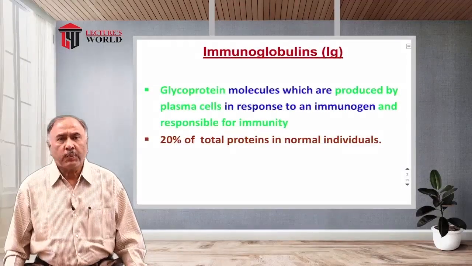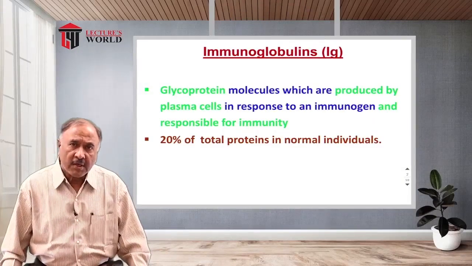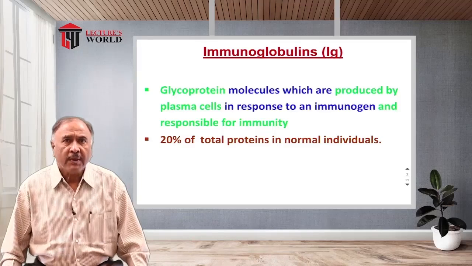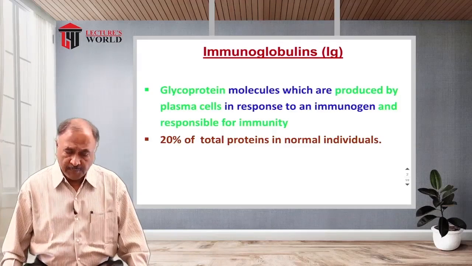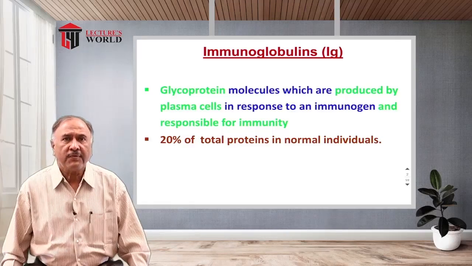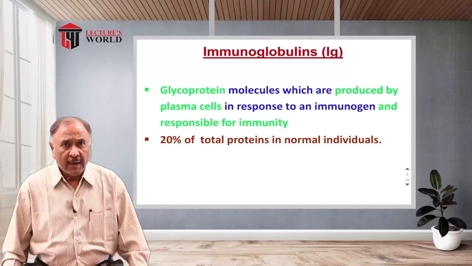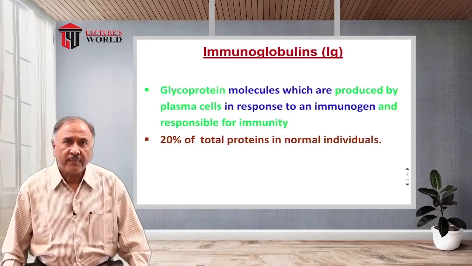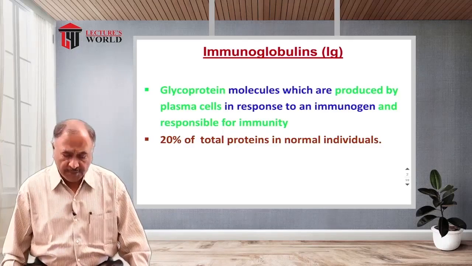Antibodies are also popularly known as immunoglobulins. In short, it is written as Ig, I capital and g small. Immunoglobulins. Globulins means it is a type of protein, and immuno means the one which is responsible for imparting some immune response. And therefore, this word is derived from those two separate words, immunoglobulin, written as Ig.